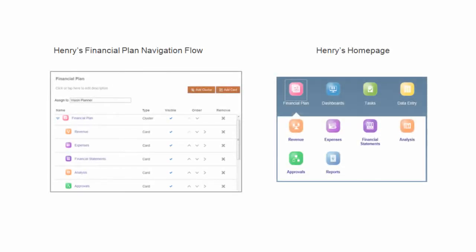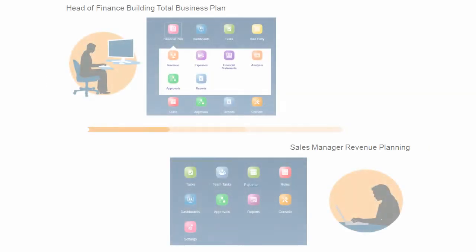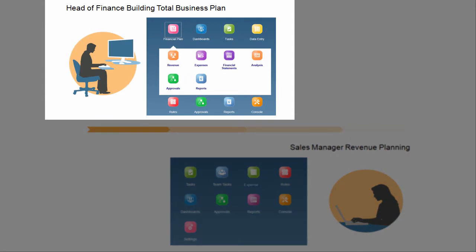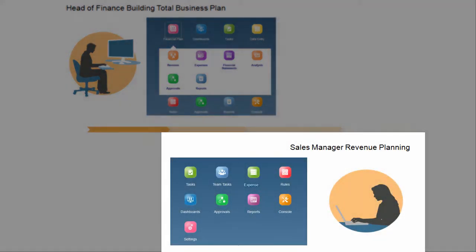By creating cards and groups of clustered cards, you can build navigation flows that are tailored to different business areas and their specific planning needs and responsibilities. For example, you create a different navigation flow for a financial planner building the total business financial plan than you would for a sales department manager planning sales revenue.